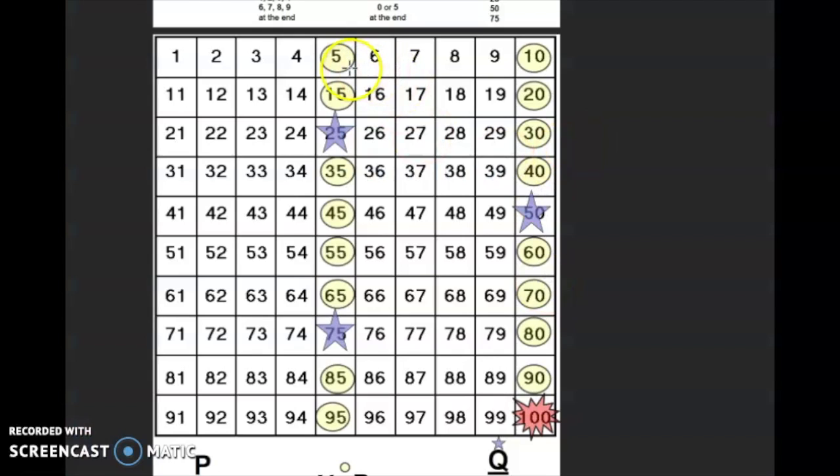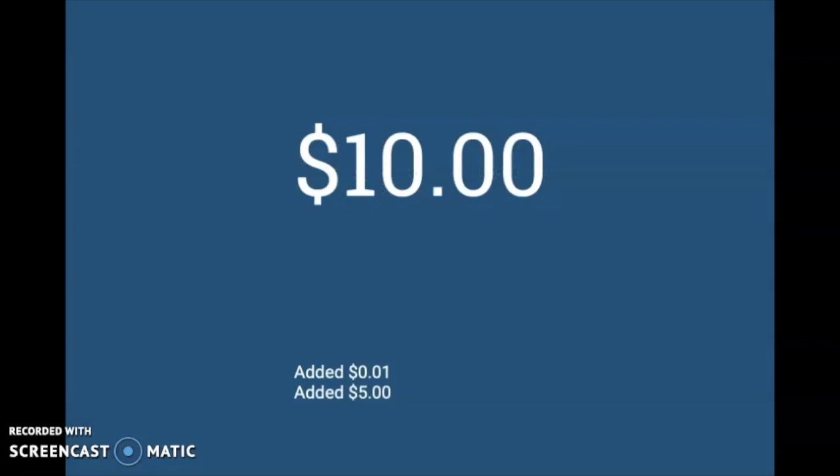Now we have to figure out how many dollars $5 is away from 10. So let's go back to our numbers chart. Here's 5. Let's count how many we need to add to get to 10. 1, 2, 3, 4, 5. To get from 5 to 10, you have to add 5. Great, so our goal was to add up from $4.99 to get $10. We did that by adding 1 cent and $5.